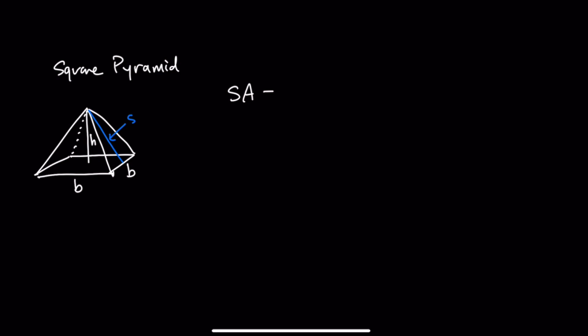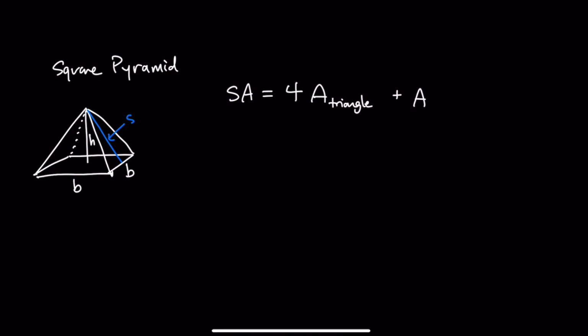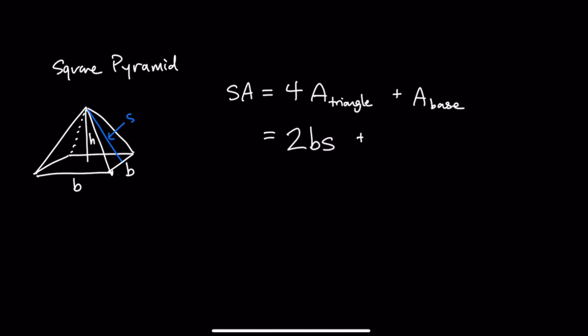The surface area of a square pyramid is going to equal 4 times the area of the triangles plus the area of the base. So that's going to be 2 times the base length times the height of the triangles plus the area of the base, which is the square's length squared. The volume of a square base pyramid is going to be 1/3 times the base length squared times height.